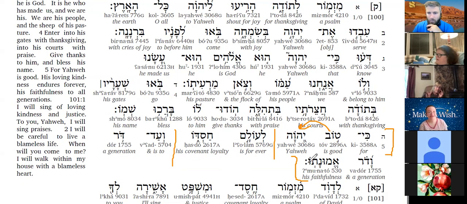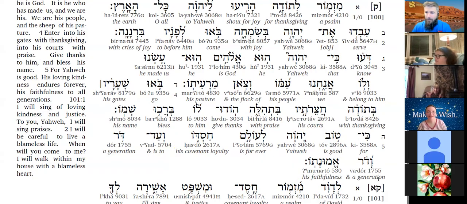V'ad dor vador emunato. What's the root of emunato? Amen. It's unwaveringness, right? His faithfulness. So no verbs in that verse, right? Correct. All three of these have implied verbs that we have to insert into our translation. Absolutely, yes. Correct. These are all nominal sentences.